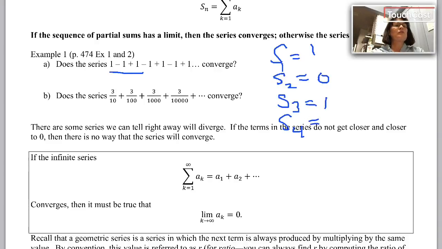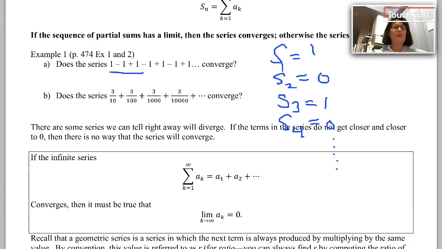S4 would be the sum of the first four numbers, which is 0. And you get an idea what's going to happen to these partial sums. They're going to alternate back and forth between 1 and 0. So if I asked you to tell me what the infinitieth partial sum is going to be, I don't know, maybe you could tell if you knew if infinity was even or odd, but there's not one single number that this list is approaching. So this series diverges because the sequence of partial sums does not have a limit.